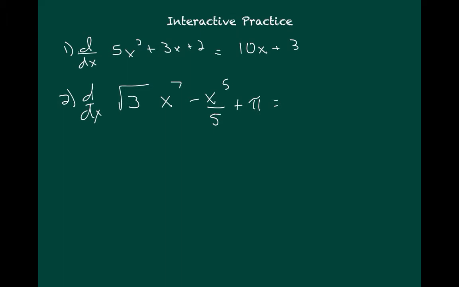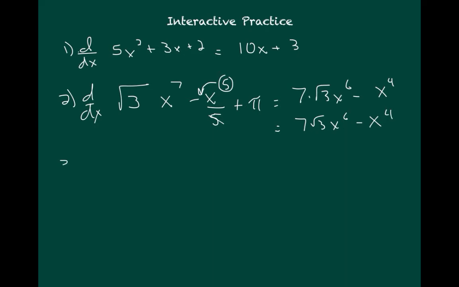Okay, this one we're going to get 7 times the square root of 3, x to the 6th, that's just the constant multiple together with the power rule, minus x to the 4th, because the 5 that's in the exponent is going to come out in front and end up canceling with the 5 in the denominator. And then since pi is a constant, its derivative is 0. So we just get 7 root 3 x to the 6th minus x to the 4th.